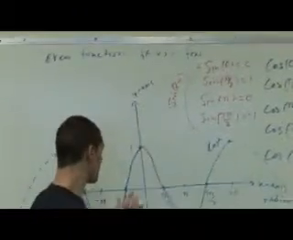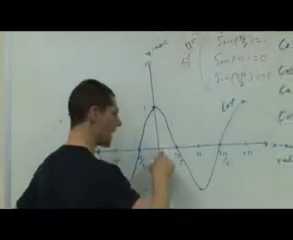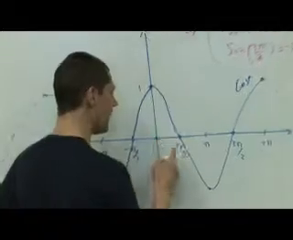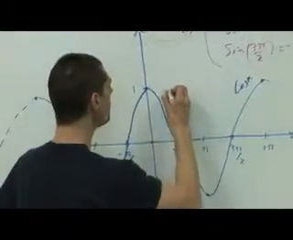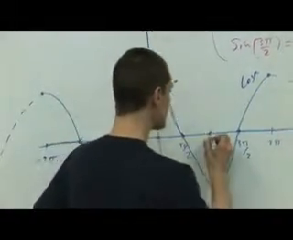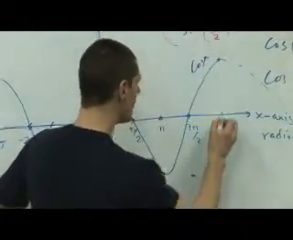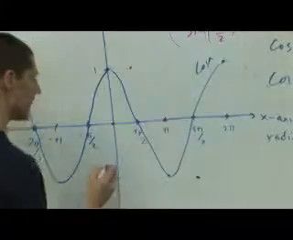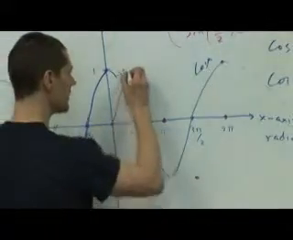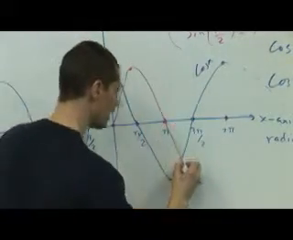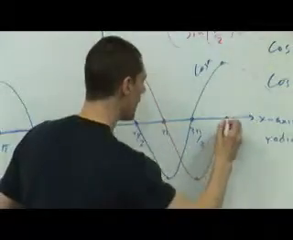Let's see what this one looks like here. So when x is 0, this is 0. At pi over 2, it's 1. At pi, it's 0. At 3 pi over 2, it's negative 1. And at 2 pi, it's 0. So I'm going to do my best to sketch this in here. And we have this.